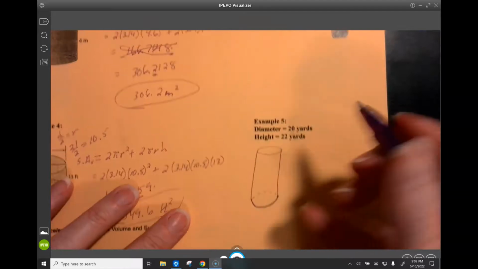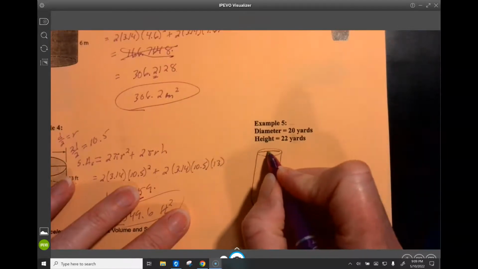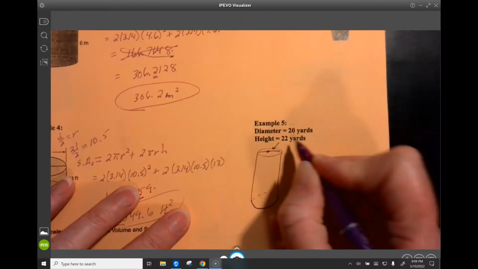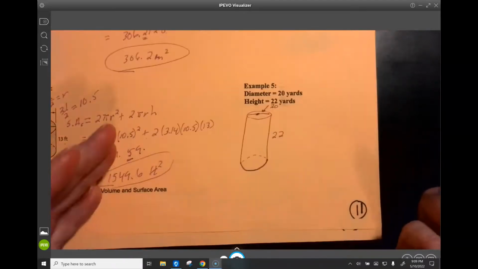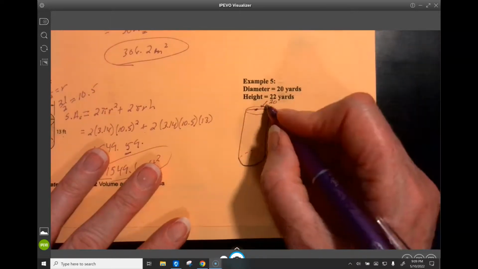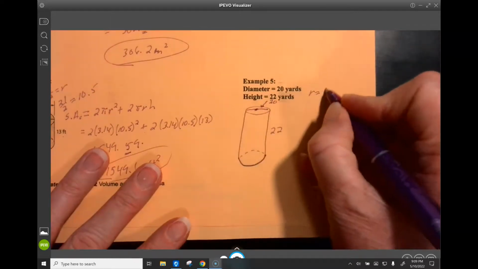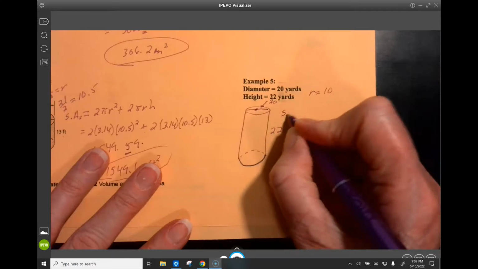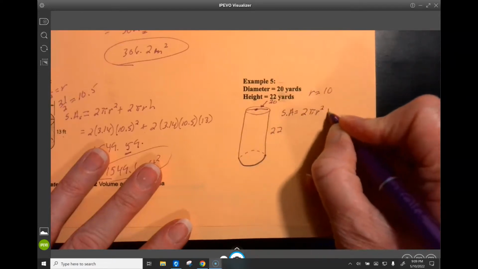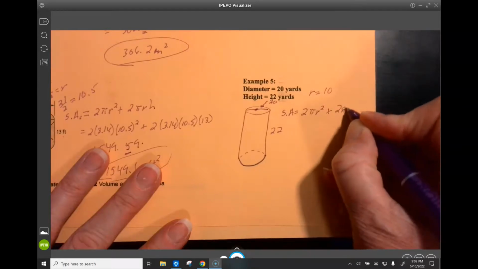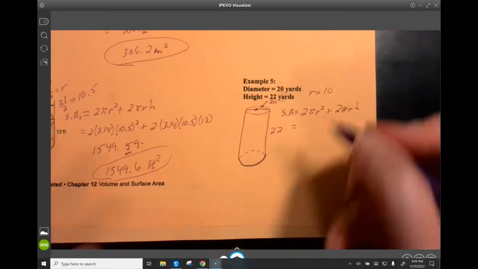Okay, the diameter is 20, and the height is 22. So what's the first thing we have to do? That's right, find the radius. If the diameter is 20, the radius is 10. Now I just do our formula. Surface area equals, I have 2 circles, so 2 times pi r squared, plus their circumference, 2 pi r, times the height. Plug those numbers in.